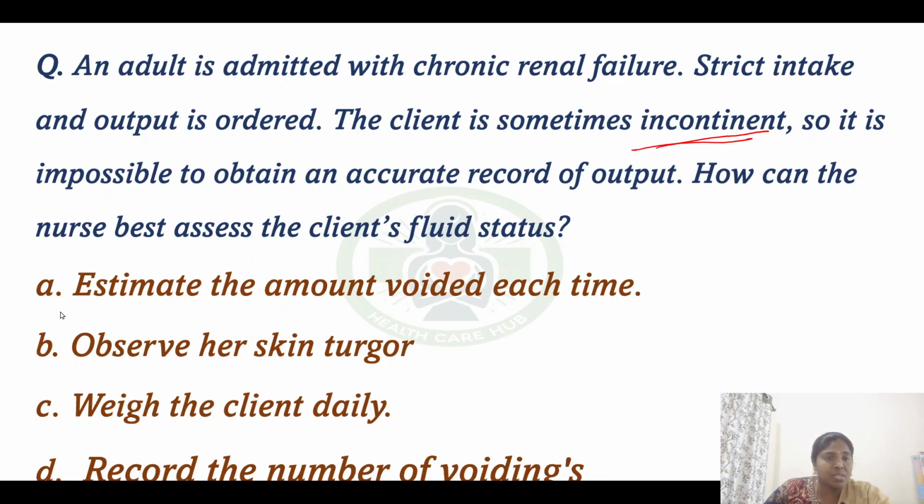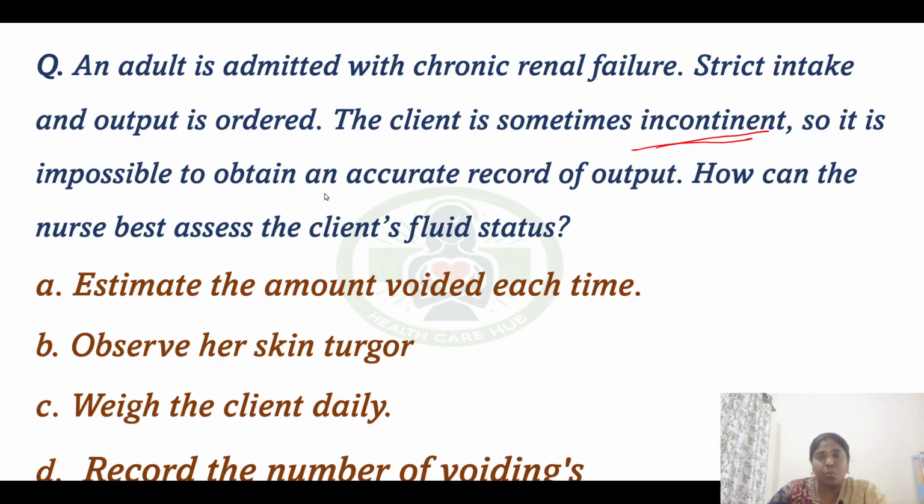The given options are: estimate the amount voided each time, so every time the patient voids urine, you measure it; observe the skin turgor and skin integrity, whether it is dry, clammy, wet, or the patient is puffy or sweating, all these things we observe in skin turgor; weigh the patient daily, checking the patient's weight daily; or record the number of voidings, meaning how many times the patient actually voids urine. What will be the best option for this particular question?